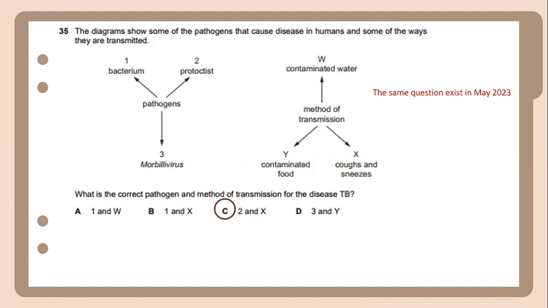35. The diagram shows some of the pathogens that cause diseases in humans and some of the ways they are transmitted. This is a very common question, and the same question also exists in May 2023. What is the correct pathogen and method of transmission for the disease TB? There will be 2 and X.